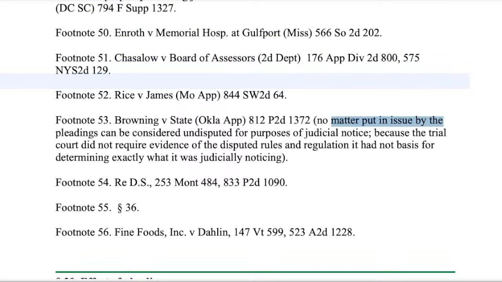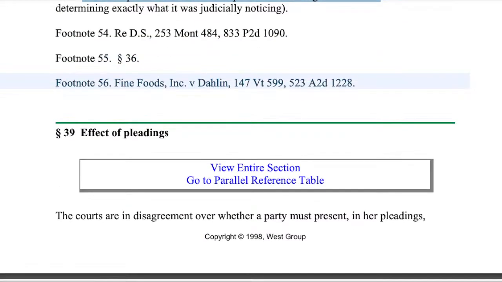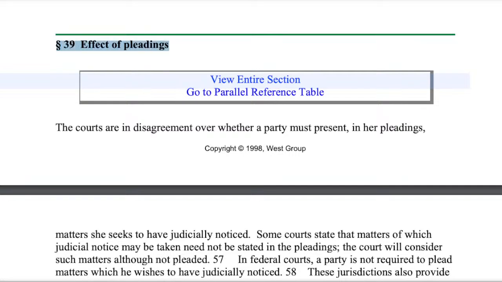No matter put in issue by the pleadings can be considered undisputed for purposes of judicial notice, because the trial court did not require evidence of the disputed rules and regulation. Let me read this again. Because the trial court did not require evidence of the disputed rules and regulation, it had no basis for determining exactly what it was judicially noticing. It had no basis. Okay. I'm reading that correctly. Effects of pleading, section 39.